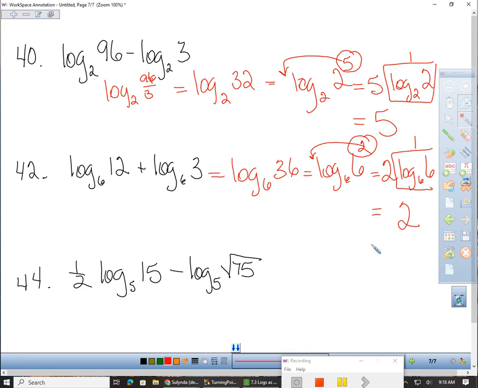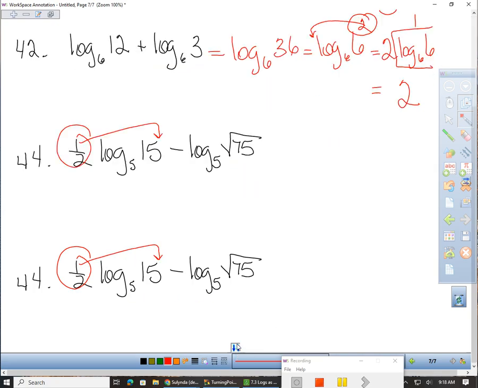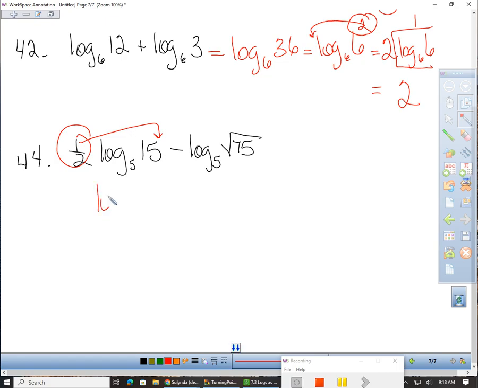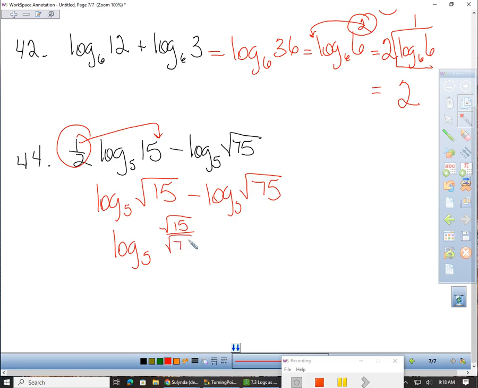All right, number 44, our final problem for today. First of all, we can do this a couple different ways. I like the idea of taking my 1/2 to the front, or to the exponent. We can start it that way. So I have log base 5 of the square root of 15 minus log base 5 of the square root of 75. So then in the log world, when we subtract, we really divide. So we have log base 5 of the square root of 15 over the square root of 75.